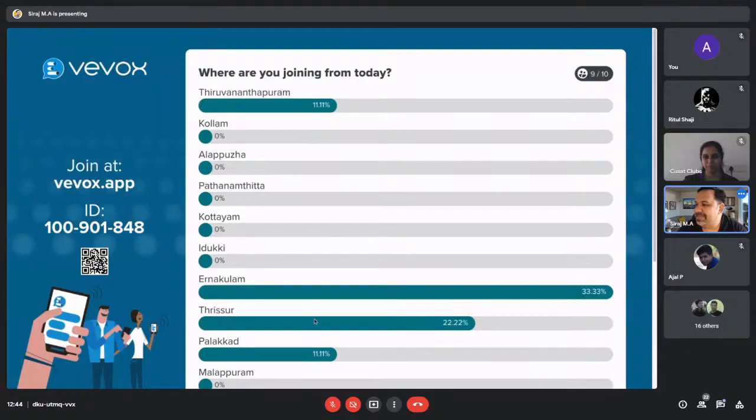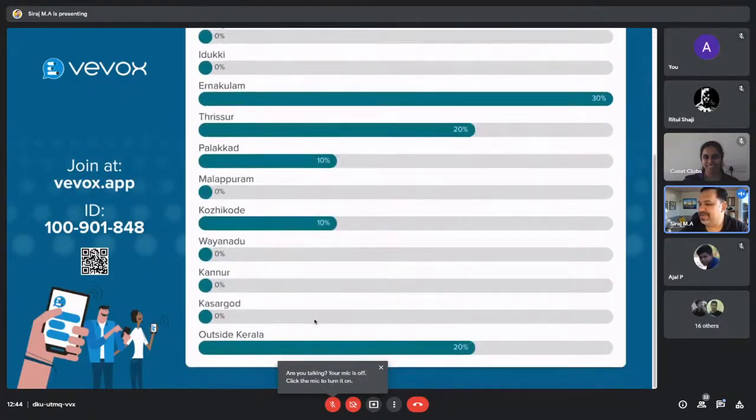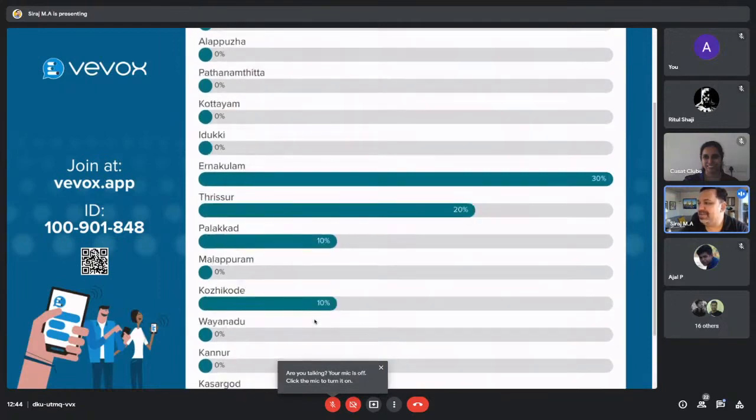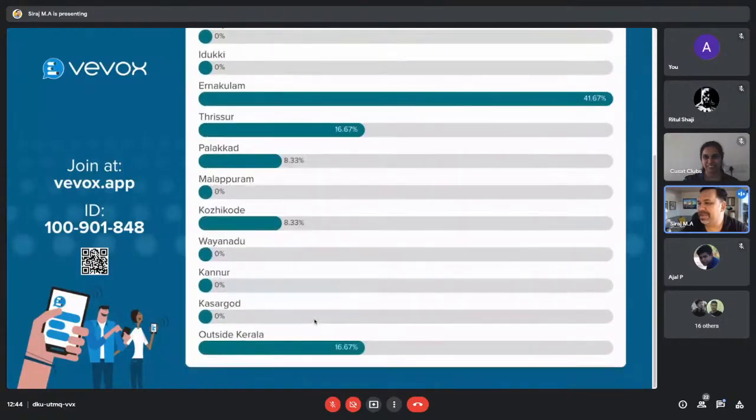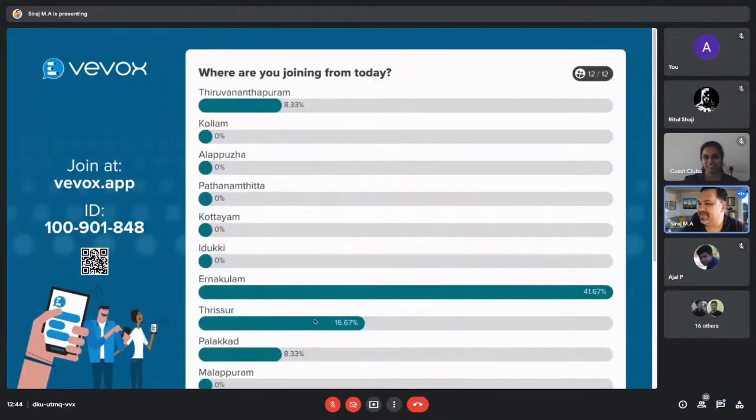Here you go. I can see more. So lots of people from Ernakulam, as you would expect, CUSAT and all of that. I hope you're all staying safe. Thrissur and Trivandrum, Kozhikode. Oh, there's a couple out of Kerala too. That's good. There you go. Ernakulam's just trumping up. Yeah, I've got 12 so far. 3 more, and then I'll move on to the next question.